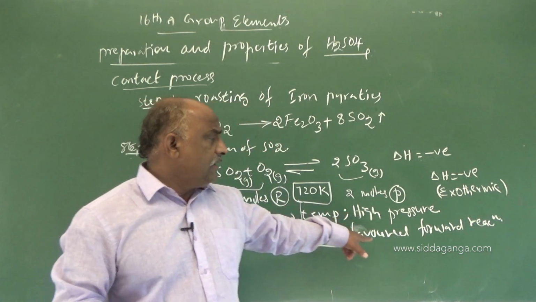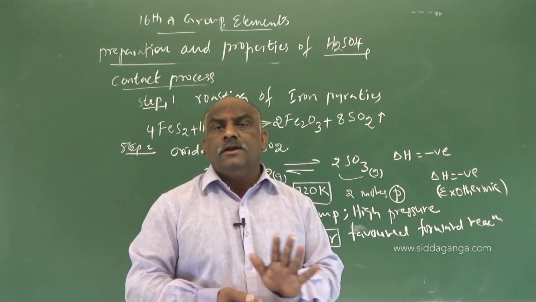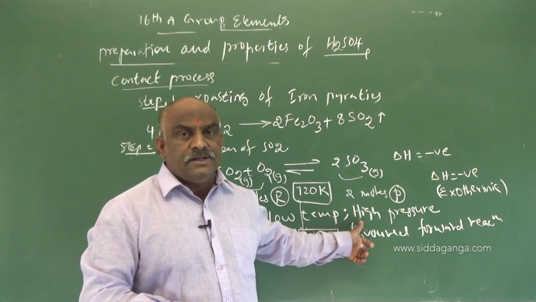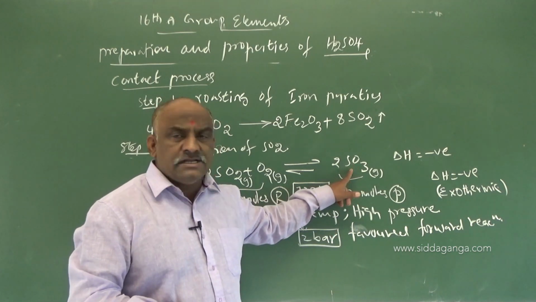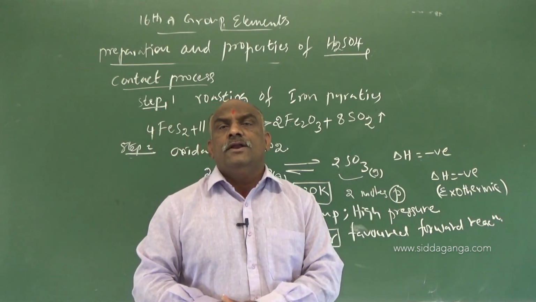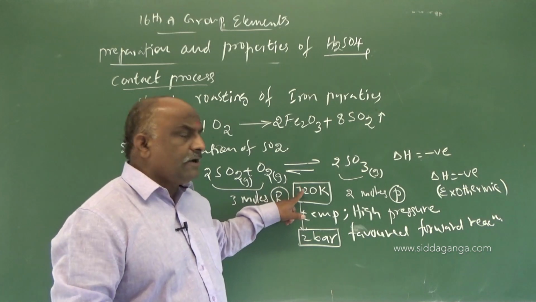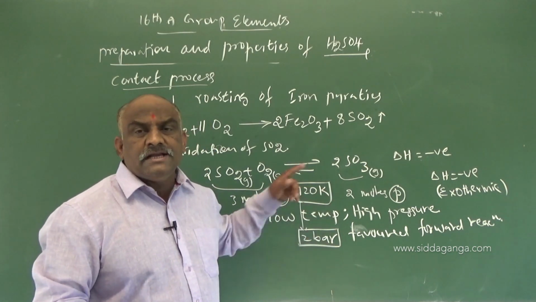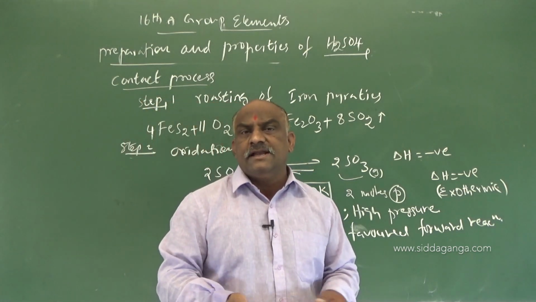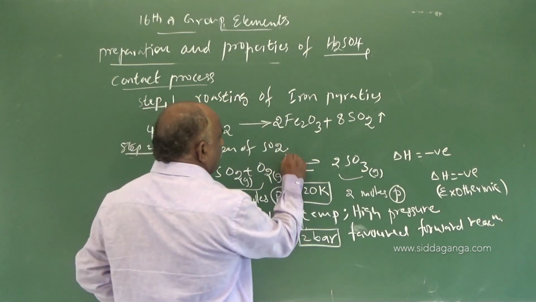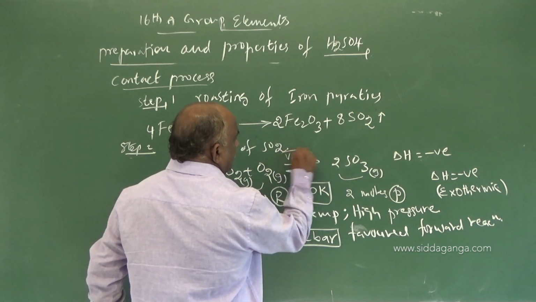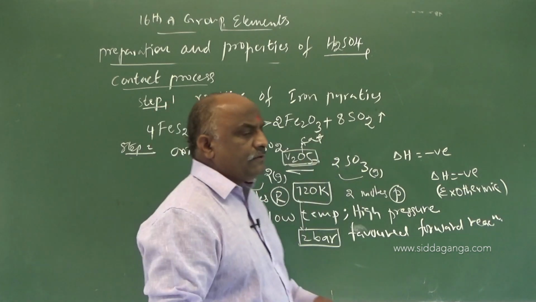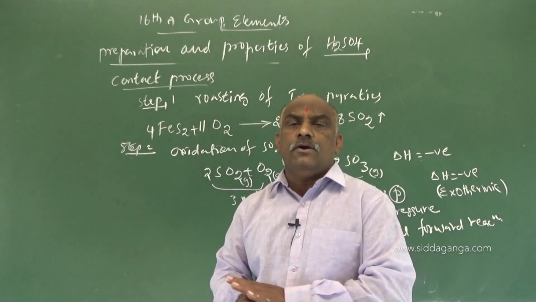According to Le Chatelier's principle, the reaction takes place at low temperature and high pressure. But a low temperature reaction occurs very slowly. Due to that, we require an optimum temperature, which is 720 Kelvin. And the pressure is 2 bar. The reaction takes place in the presence of a catalyst. What is that catalyst? V2O5, called vanadium pentoxide. Vanadium pentoxide acts as the catalyst. Make a note, my dear students, this is a very important point regarding the contact process.